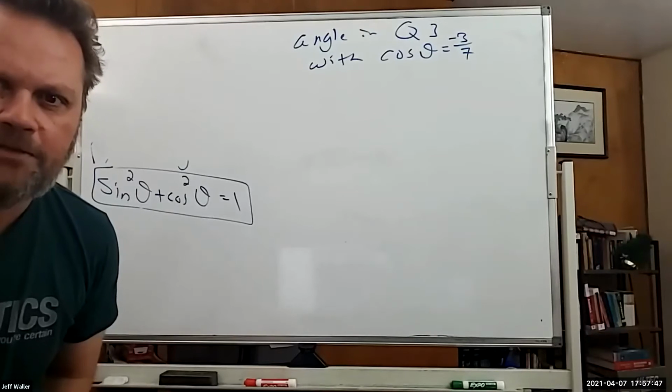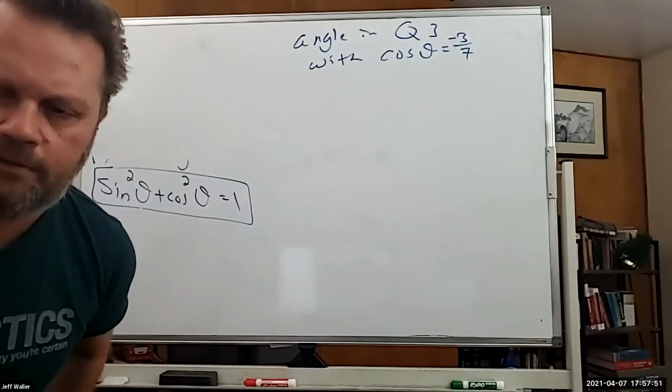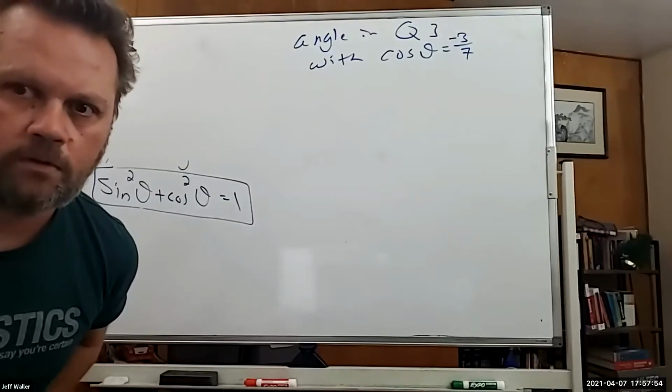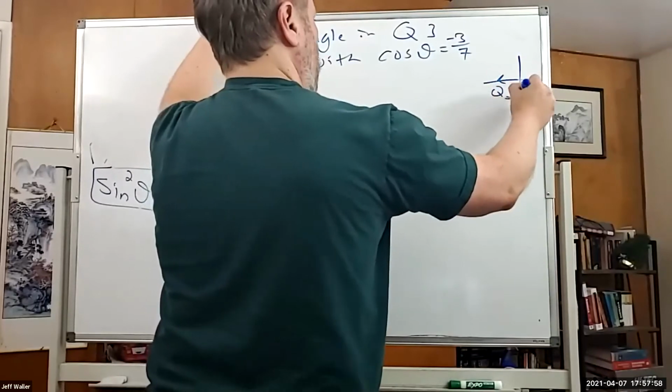Is everybody with me? Everybody understand what I just did? In quadrant 3, what's true about sine and cosine? Both negative. Yeah, quadrant 3, they're both negative. I like it. So I had to be careful.